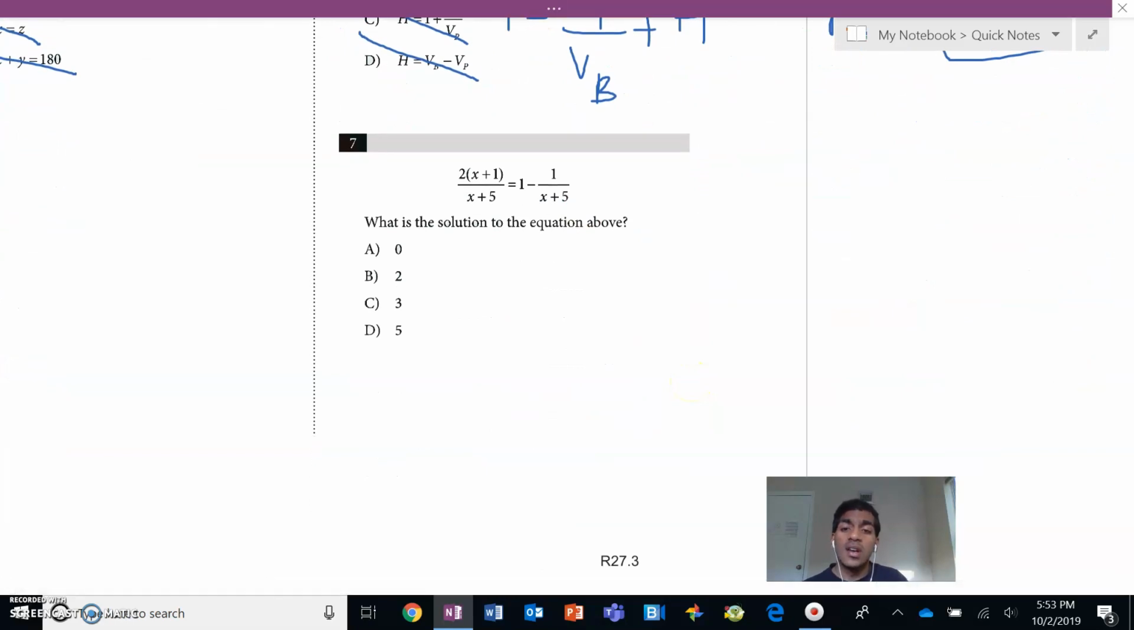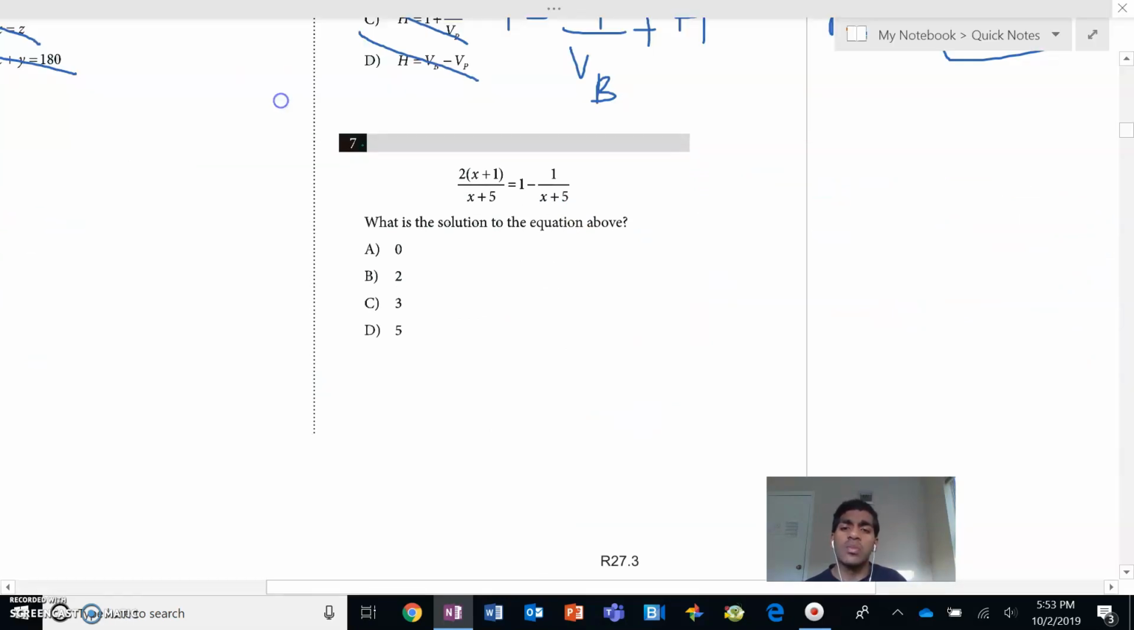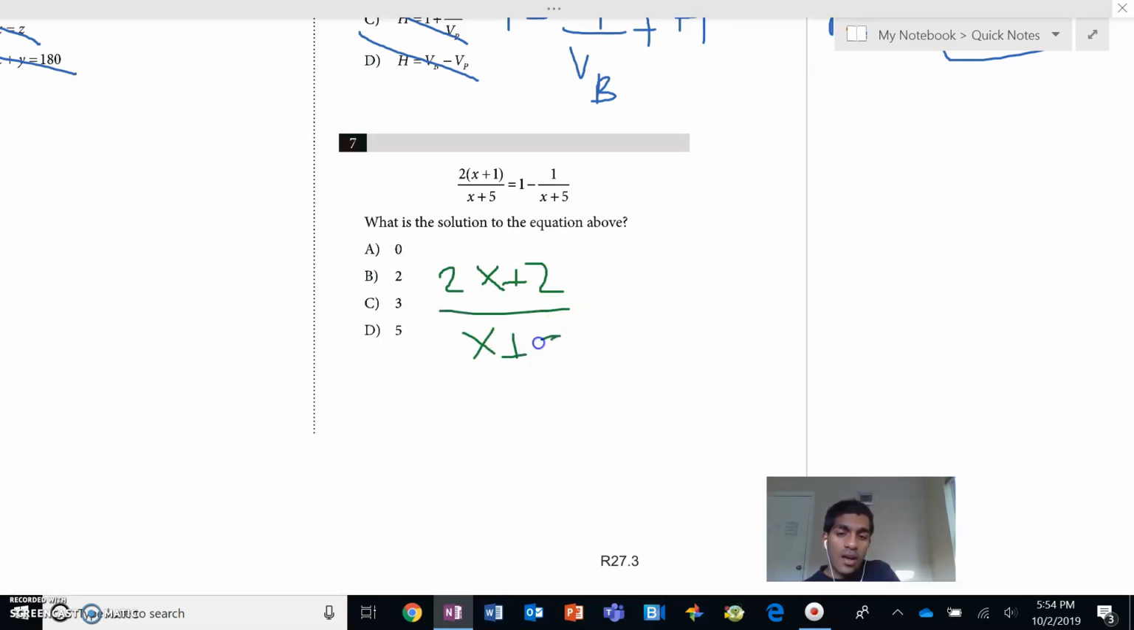Moving on. Oh, this is another interesting problem. I know many of you might be looking at variables in both the numerator and denominator and say, oh crap, this requires cross multiplication. But yes, it does, and you don't need to be solving quadratics at this point. So to make this a little easier to solve, I'm just going to go ahead and distribute the 2. That's 2x plus 2 over x plus 5. So that would be my first term.